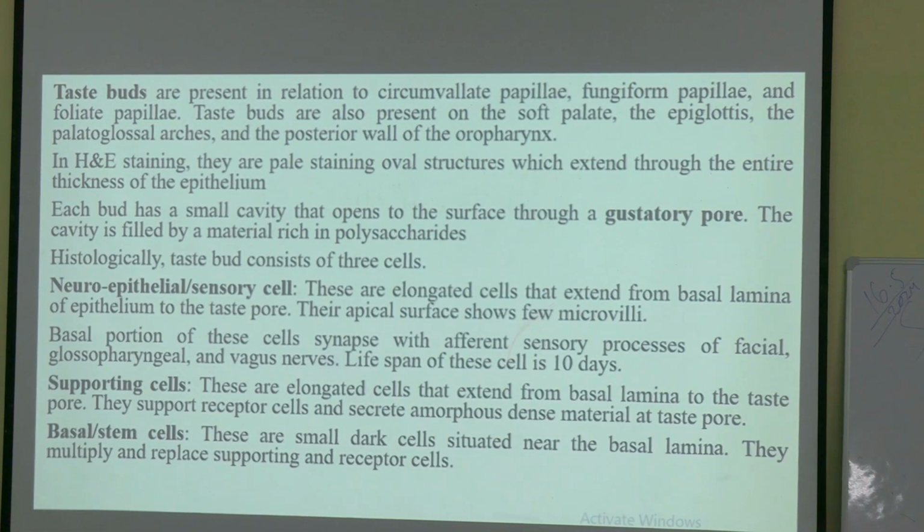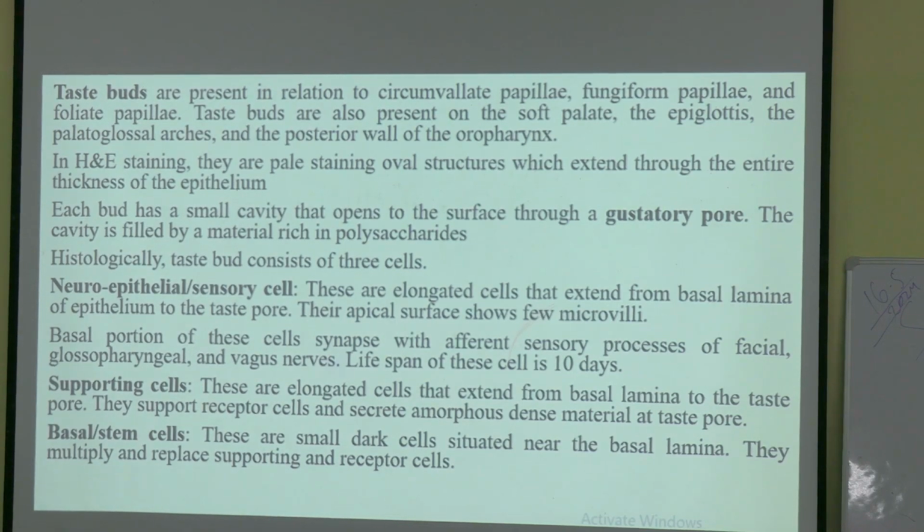Next, in physiology, I hope you have studied about the taste bud. Physiology, not yet. So taste buds are mainly present in relation to the circumvallate papillae, fungiform papillae and foliate papillae. Foliate papillae have very few taste buds; mainly in these two papillae the taste buds are present.